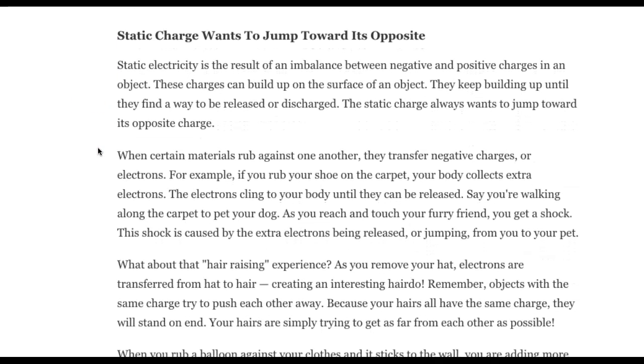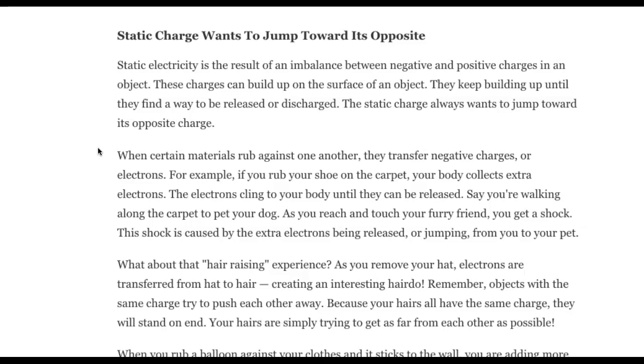Static charge wants to jump towards its opposite. Static electricity is the result of an imbalance between negative and positive charges in an object. These charges can build up on the surface of an object, and they keep building up until they find a way to be released, or discharged. The static charge always wants to jump towards its opposite charge.